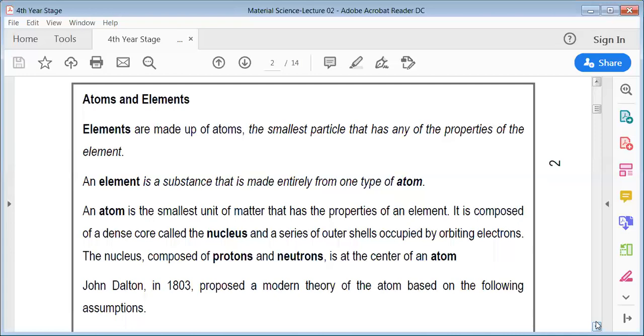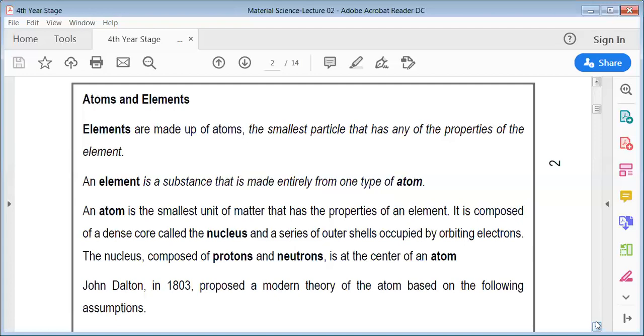So elements are made up of atoms, which is the smallest particle that has any of the properties of the element. So it is the smallest particle making up all the matter, smaller than atoms. Of course, you know atoms consist of electrons, protons, and neutrons. That doesn't give the properties of that material. So the smallest particle which is giving the property of the material is called an element.